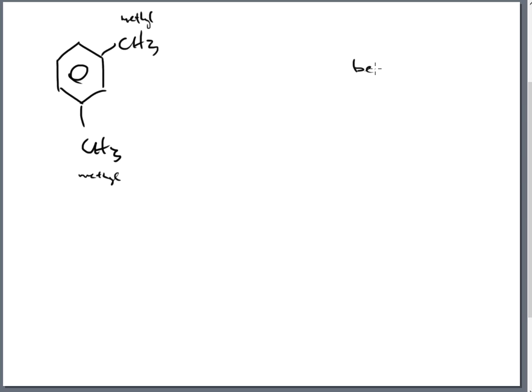So this is a benzene. And then it doesn't really matter because they're the same. So 1, 2, 3. So 1, 3 dimethyl benzene. Ding, ding. That's correct. I give you credit for that. Not a big deal. There's another way. Oh, okay. There's another way for this.